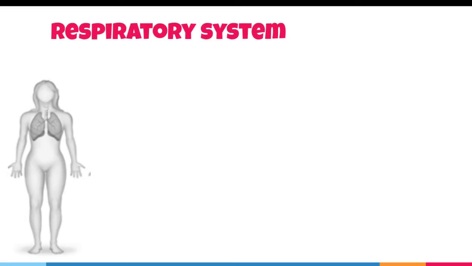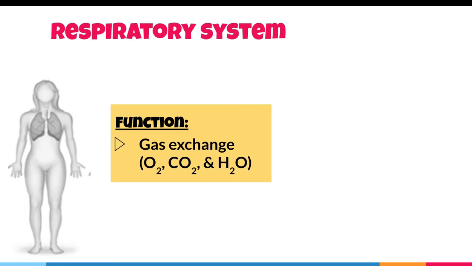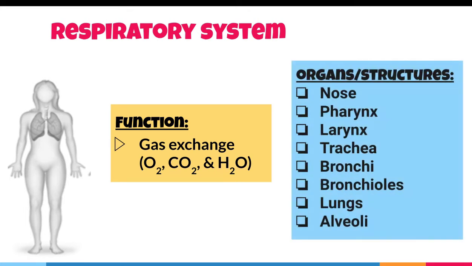We have the respiratory system. Your respiratory system is in charge of gas exchange. So we have oxygen, carbon dioxide, and I should mention water. Water can be in a liquid, solid, or gas state. And when we're talking about the respiratory system, we are talking about water as a gas, so water vapor. The structures and organs that are involved are the nose, pharynx, larynx, trachea, bronchi, bronchioles, the lungs, and the alveoli.